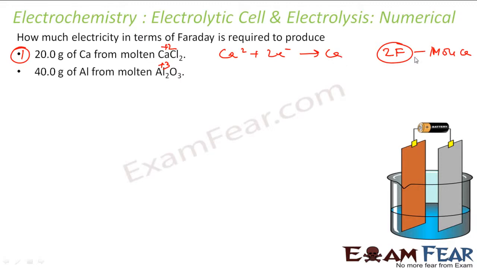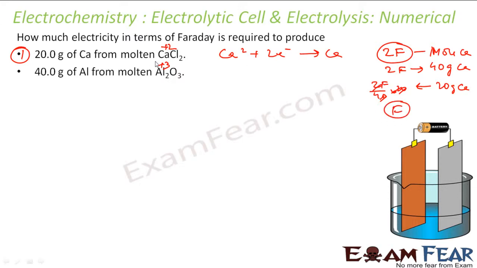40 gram calcium, because there is the oxidation number. So 2F charge is required to produce 40 gram of calcium. So if instead of 40 gram, I want 20 gram of calcium, what I'll do is, I'll say 2F divided by 40 into 20. What I'll get is F. So F charge is required to produce 20 gram of calcium.